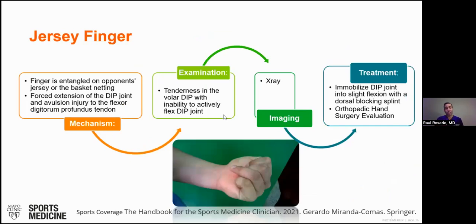The other one that actually is more important to identify is jersey finger, right? And the name comes when the finger gets stuck in the jersey of the opponent and you have a hyperflexion, a forced extension of the DIP area.